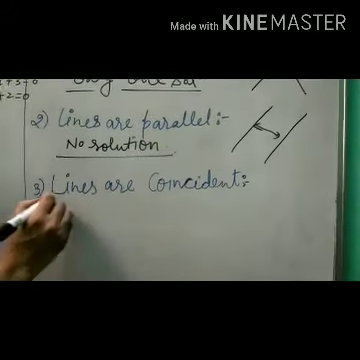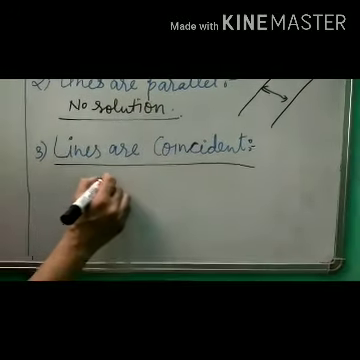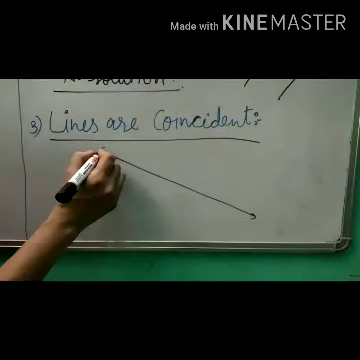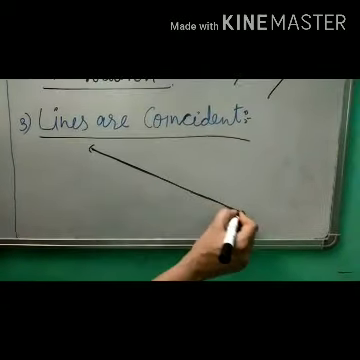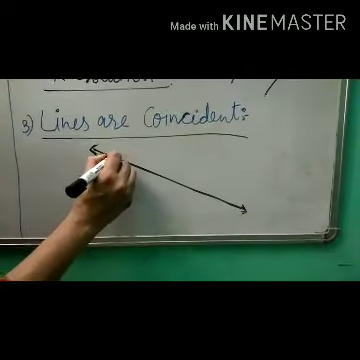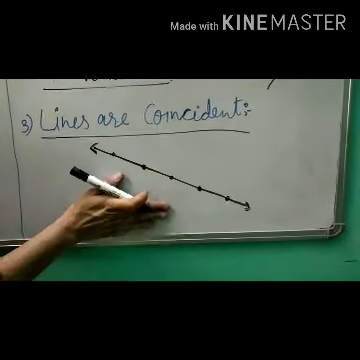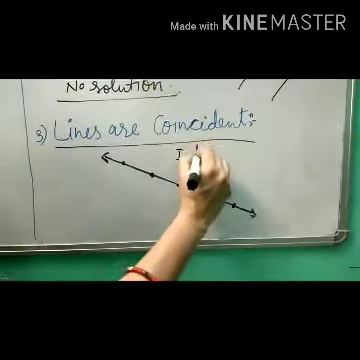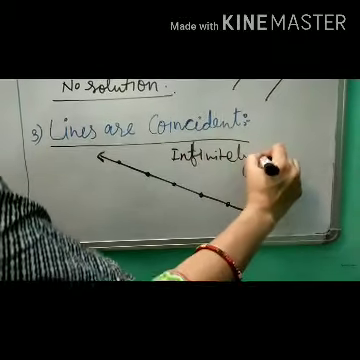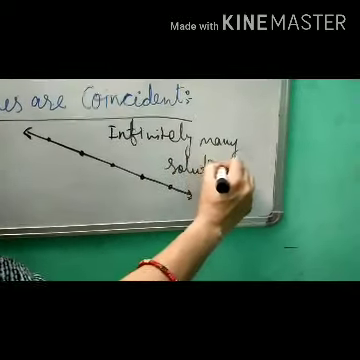The third case we have is lines are coincident. If this is the representation of one line and exactly the representation of the second line coincides with it, then we have lots of solutions because lots of points are common to both lines. So in this case there are infinitely many solutions. So three cases we have.